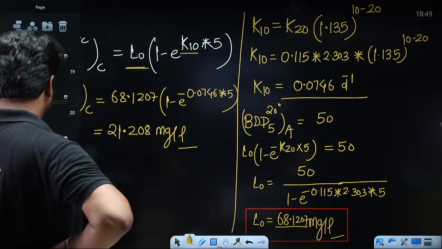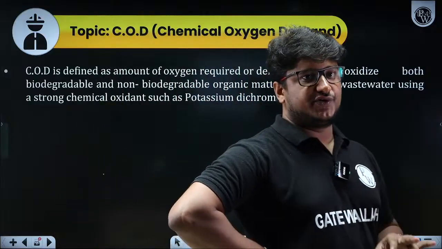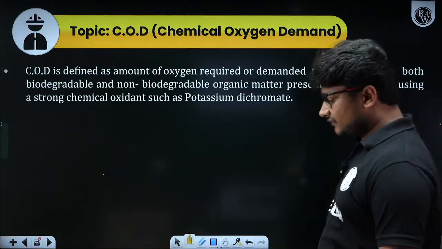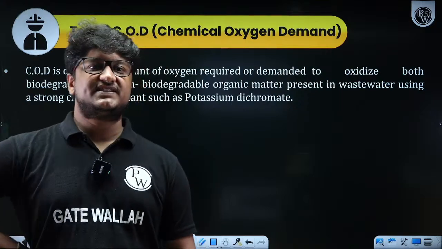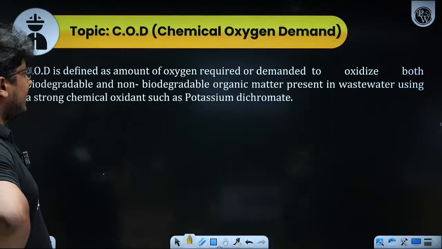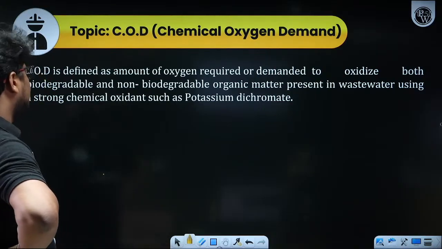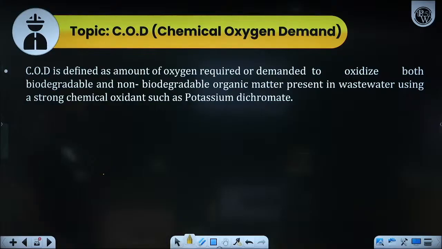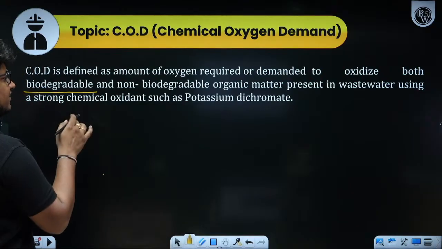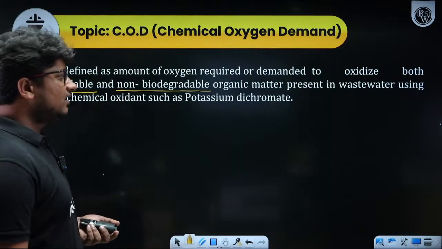Okay. Now we'll go for the next part, which is COD. That is the topic of discussion for today. Chemical oxygen demand. First, see the definition itself. COD stands for chemical oxygen demand. It is defined as the amount of oxygen required or demanded to oxidize both biodegradable and non-biodegradable organic matter. In BOD, we only took the biodegradable organic matter, but here we are taking the biodegradable and the non-biodegradable organic matter present in the wastewater.